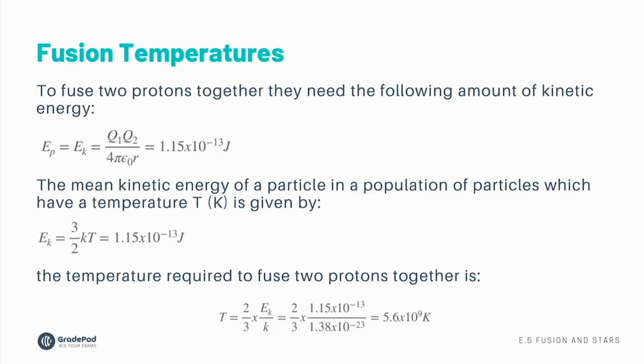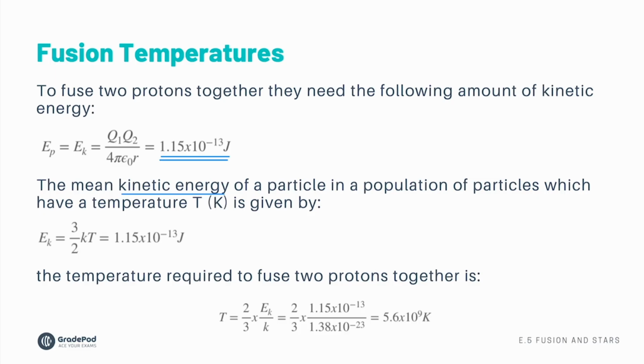So we use that relationship of the kinetic energy transferring into electric potential energy. And I want to know just how much energy is required to do that. And by using that simple equation, we can do just that. We can work out that 1.15 times 10 to the minus 13 joules of energy is required to fuse two protons together. That energy is all provided as kinetic energy.